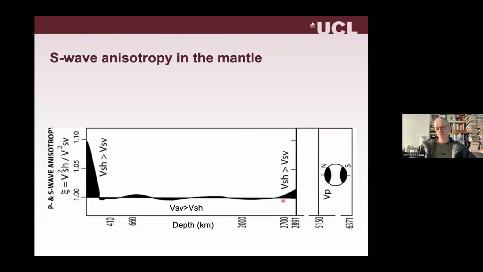And then when you get down into the D double prime region, once again, you get quite strong polarization, with horizontally polarized shear waves propagating faster than vertically polarized shear waves, okay? And the normal view of that is that this region has a switch from diffusion creep into dislocation creep.